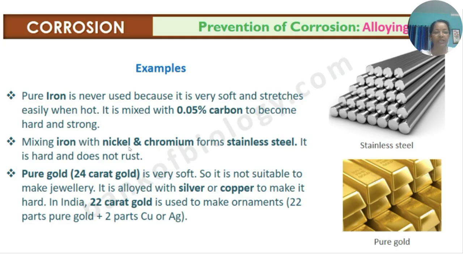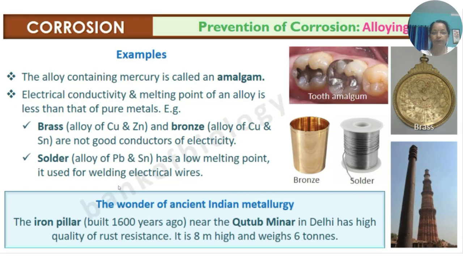Then mixing iron with nickel and chromium forms stainless steel. Pure gold, we know it is 24 karat gold, is very soft. So to not make it hard, we are adding silver or copper, making it 22 karat gold. The remaining two parts will be of copper or silver. So 22 karat gold. These are examples of alloys. What is the advantage? Making it more hard, more durable, less corrosive. Okay.